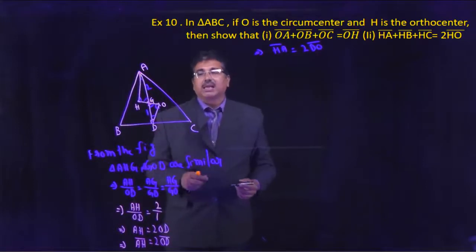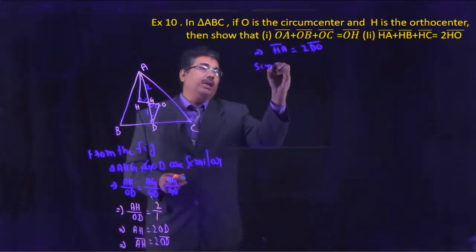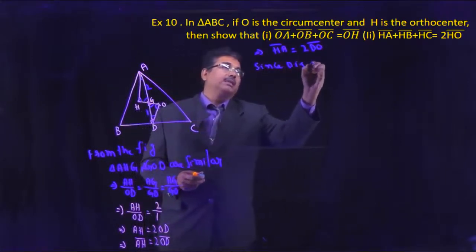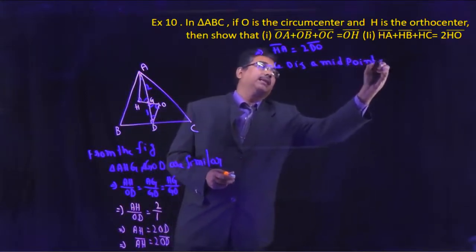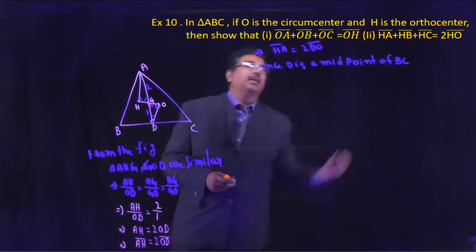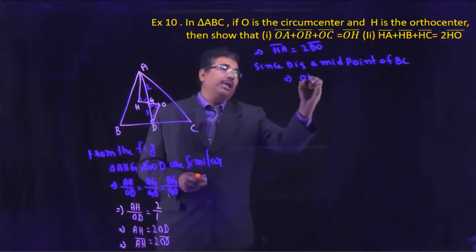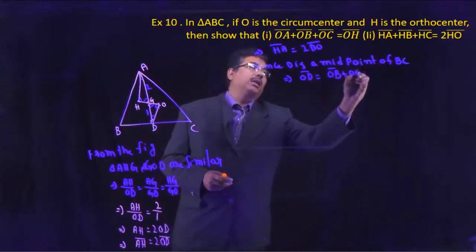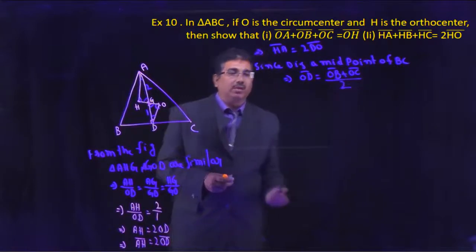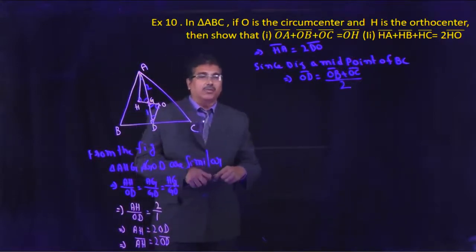Now, since D is a midpoint of BC, the position vector of D is, that implies OD bar is equal to OB bar plus OC bar by 2, right? That is the position vector of midpoint of BC.